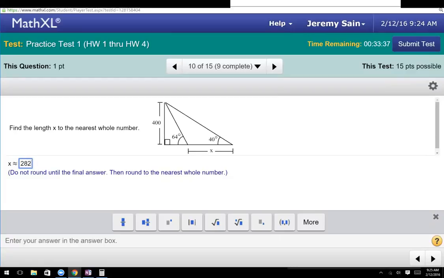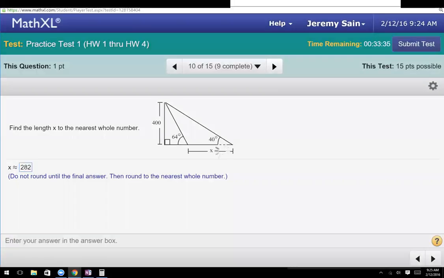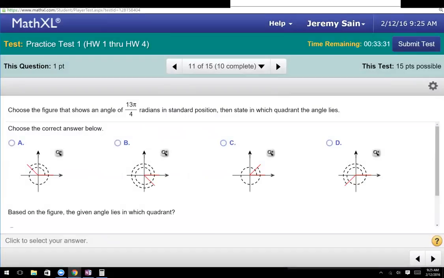Wait, hold on. What is that? We wait for no one. Okay, so all we did was we did 400 divided by tangent 40, and then we subtracted 400 divided by tangent of 64.